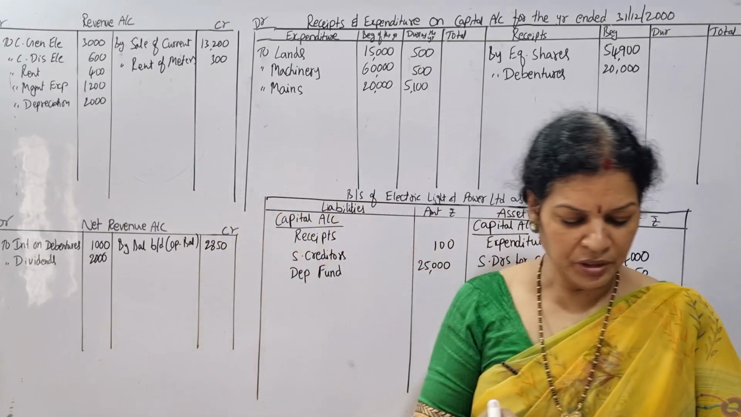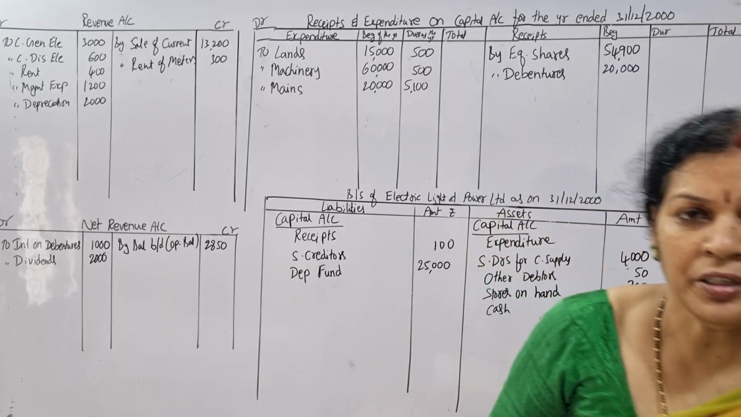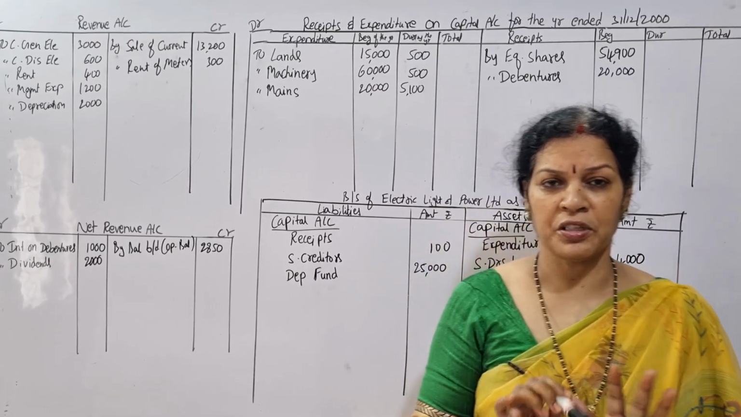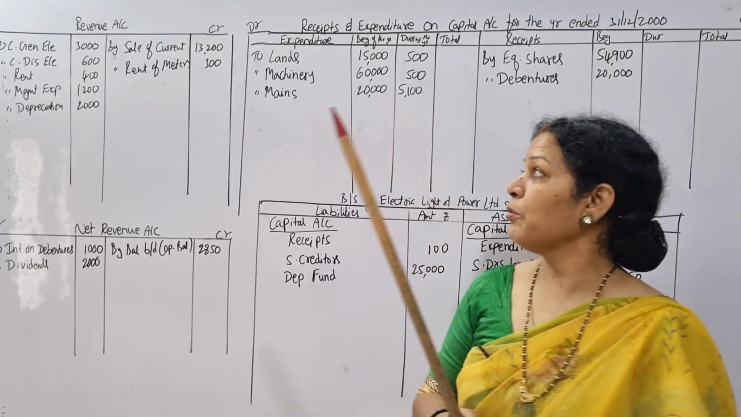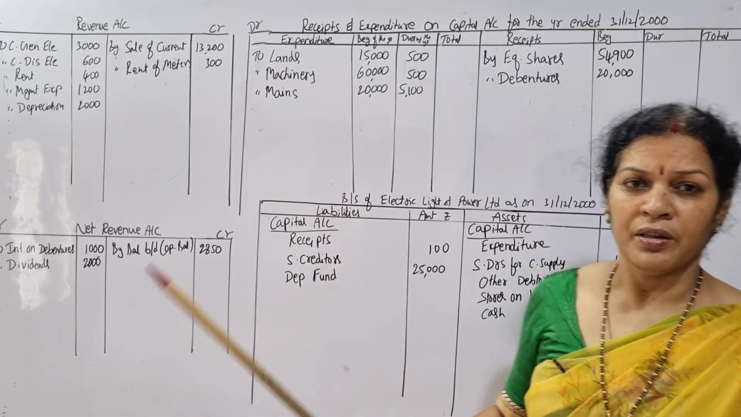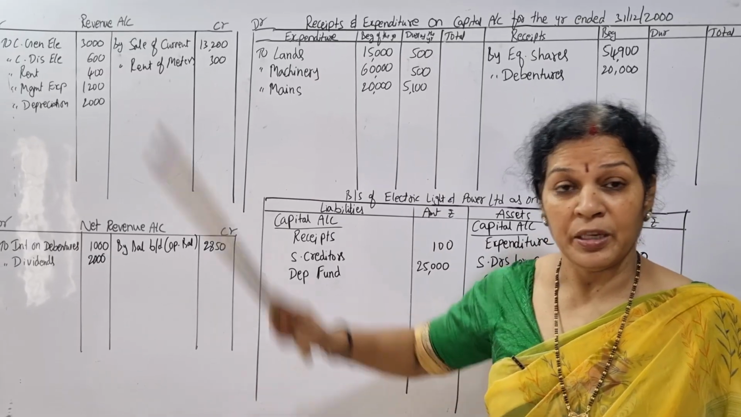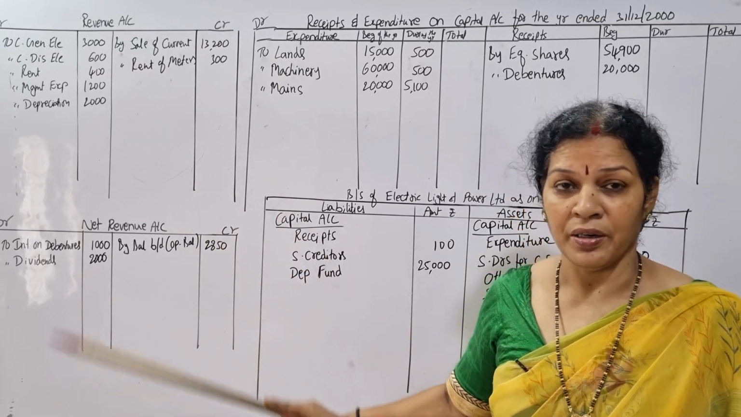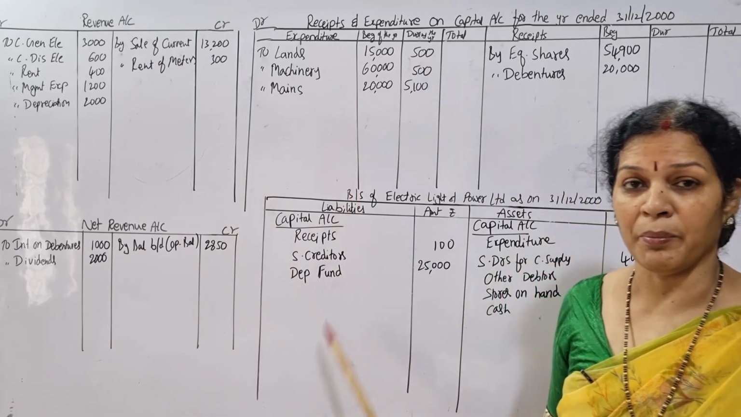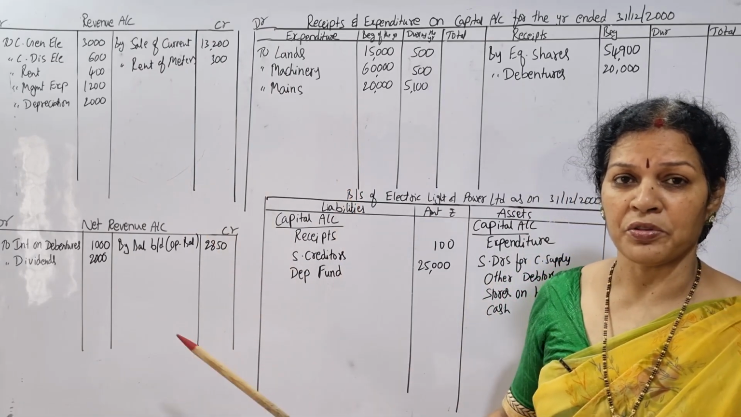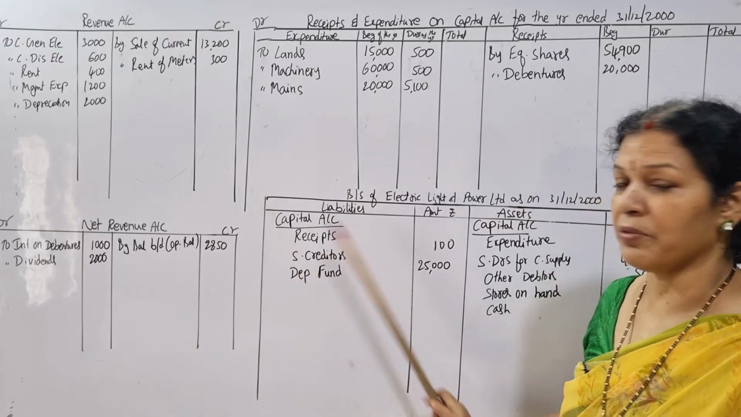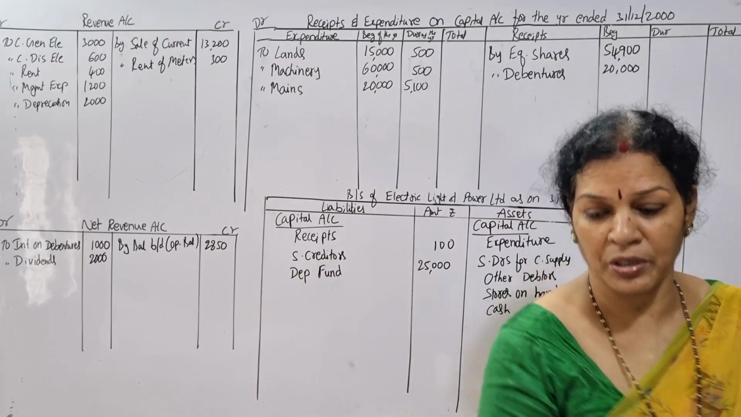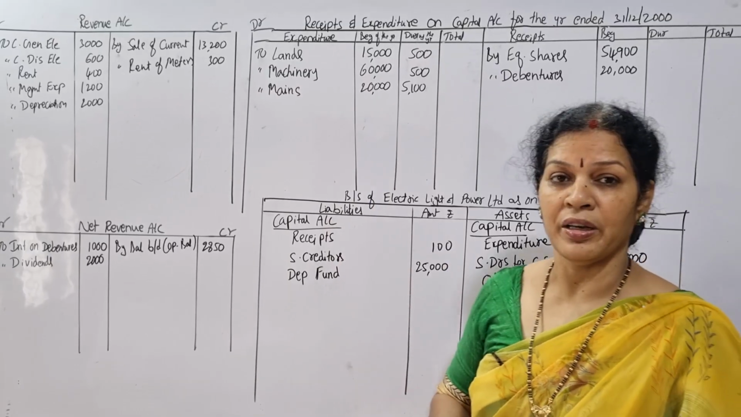Did we post everything? Yes. Remember one thing, whatever information is given, we have to post it everywhere, but only one time. It may be in the revenue account, net revenue account, capital account, or balance sheet. Somewhere you have to post it. While explaining, I have posted everything. Now we have to close the accounts. For closing the accounts, let's go for the revenue account.